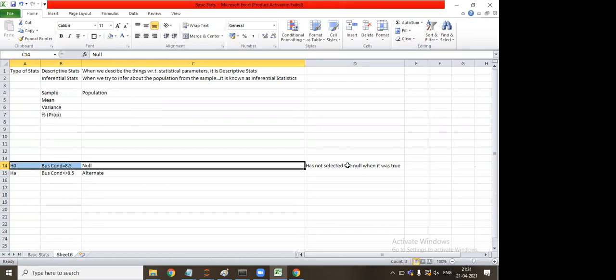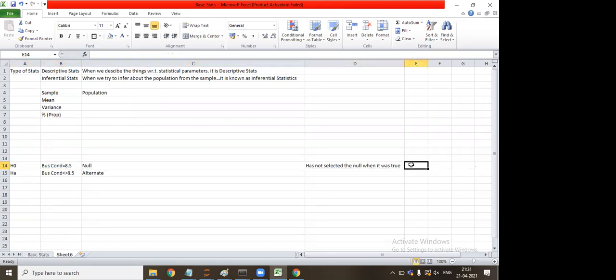Is it clear till now? Yes. So this error is known as, I'll name this error as type 1 error. Okay. Is it clear? I've just named this error: when a person does not select the null hypothesis when it is true, this null state of mind, it is known as type 1 error. Is it clear? Anybody, any doubt?